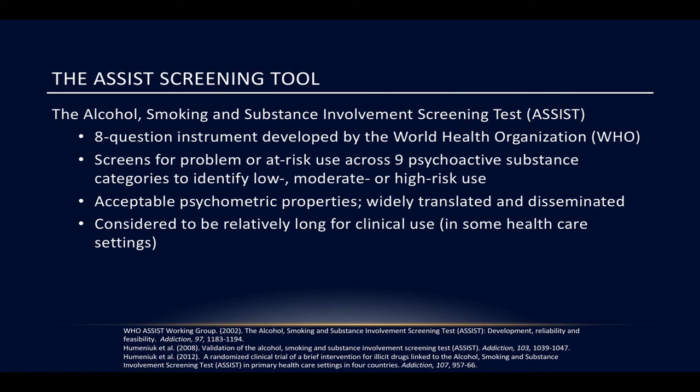The ASSIST can help identify individuals who may be at risk of developing problems related to their substance use in the future, and it can also identify substance use as a contributing factor to the patient's presenting illness. The ASSIST can be linked to a brief intervention to help moderate-risk substance users cut down on their use and to motivate high-risk users to accept a referral to treatment.